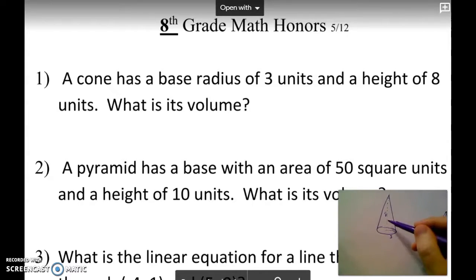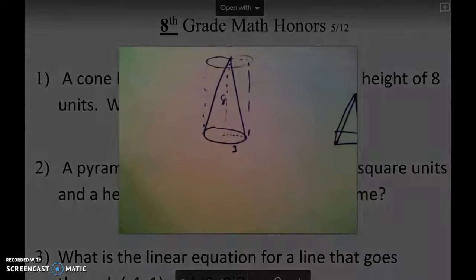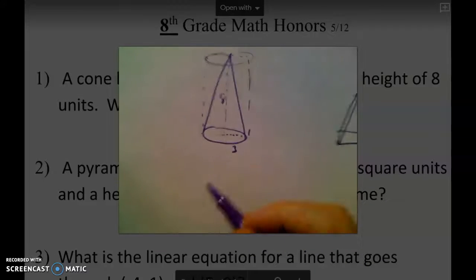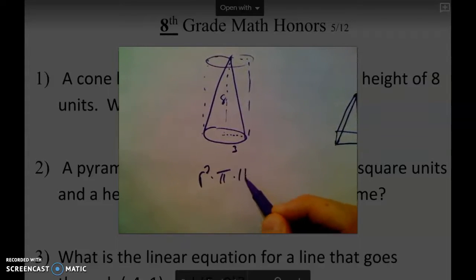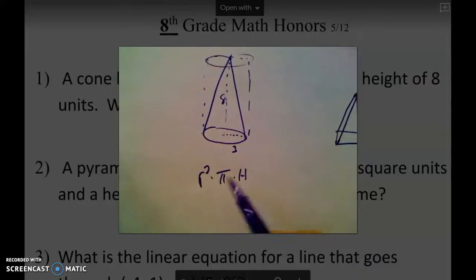So the volume of a cone is just like the volume of a cylinder that would surround it. So this would be the cylinder. And the cylinder itself, its formula is taking the area of the base, which is a circle, multiplied by the height. But because this is a cone, not a cylinder, we then just divide that by 3.